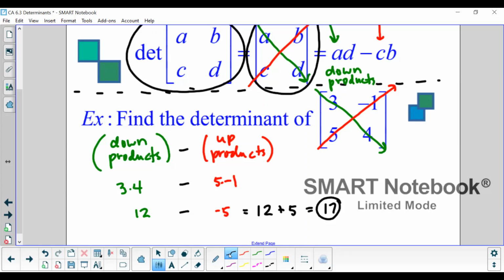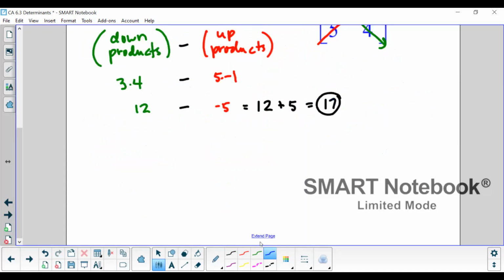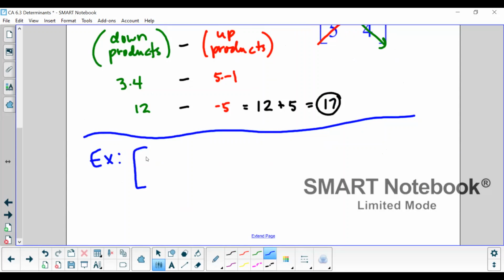Does anybody need the screen up anymore or have a question about it? I feel like I want to just make up one more example for us to do before we move to the next screen. No, it's not on the quiz. The quiz is just on last week's stuff. Try this example on your own. I'm just going to give you a random one. Find the determinant of that 2 by 2 matrix.